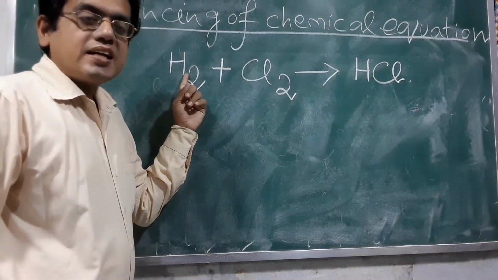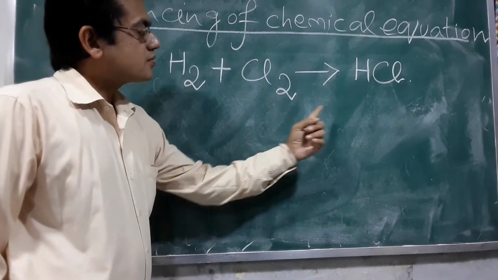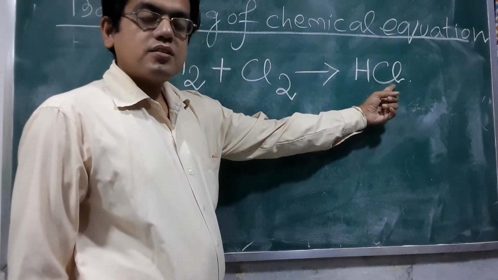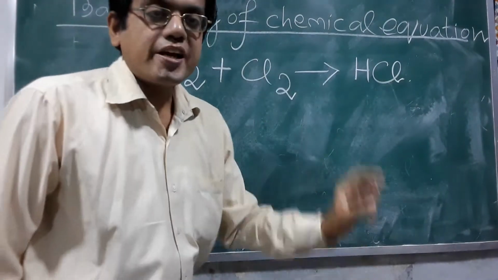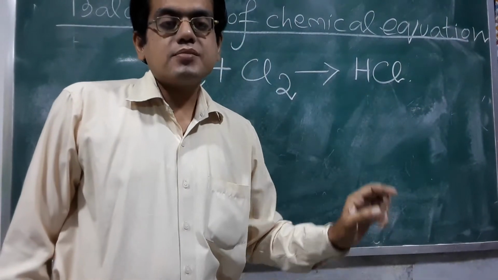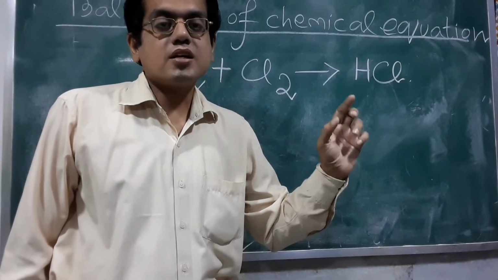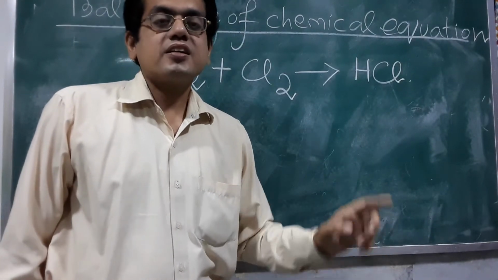How many hydrogen atoms? 2. How many chlorine atoms? 2. And over here, 1 hydrogen atom and 1 chlorine atom. So while balancing, we must check that the number of atoms on the left hand side and the number of atoms on the right hand side must be equal. And if it is not equal, we have to make it equal.